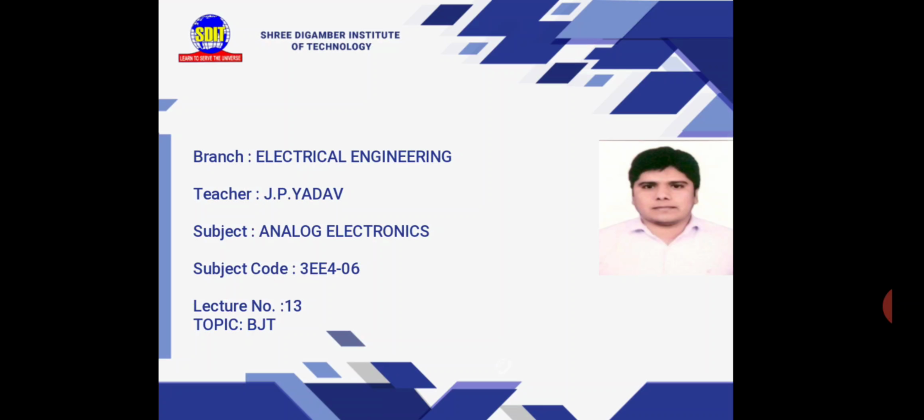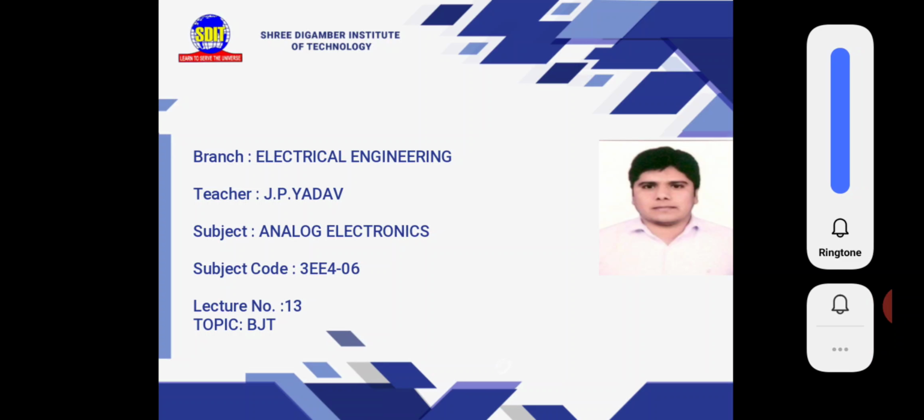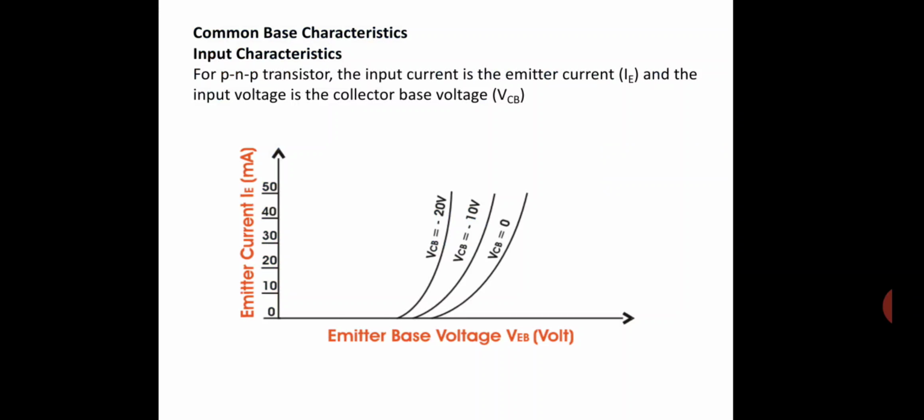Subject is analog electronics and today's topic is bipolar junction transistor. In previous sections, we discussed bipolar junction transistor working and types of configuration. Today we will discuss types of configuration characteristics. There are three types of configuration.